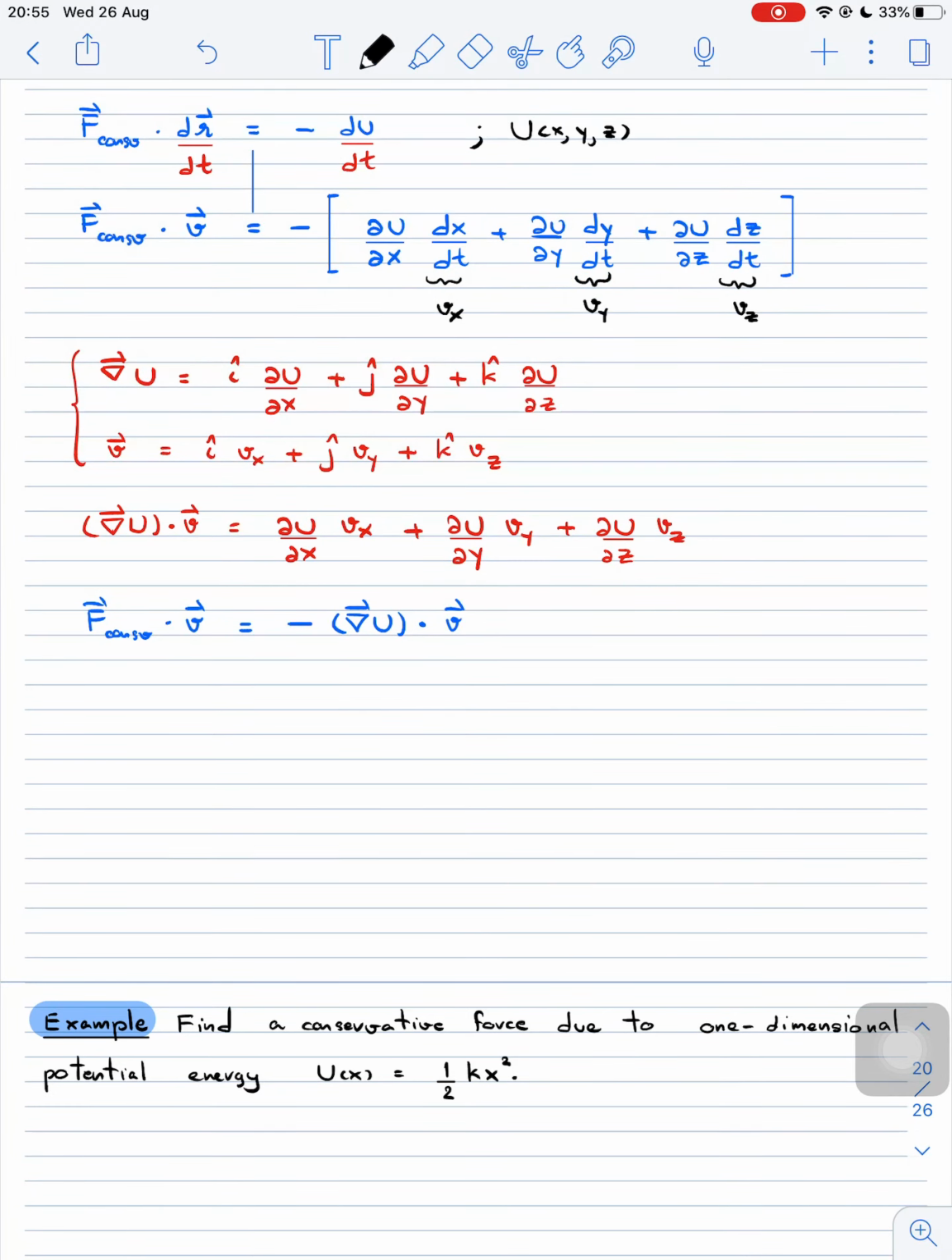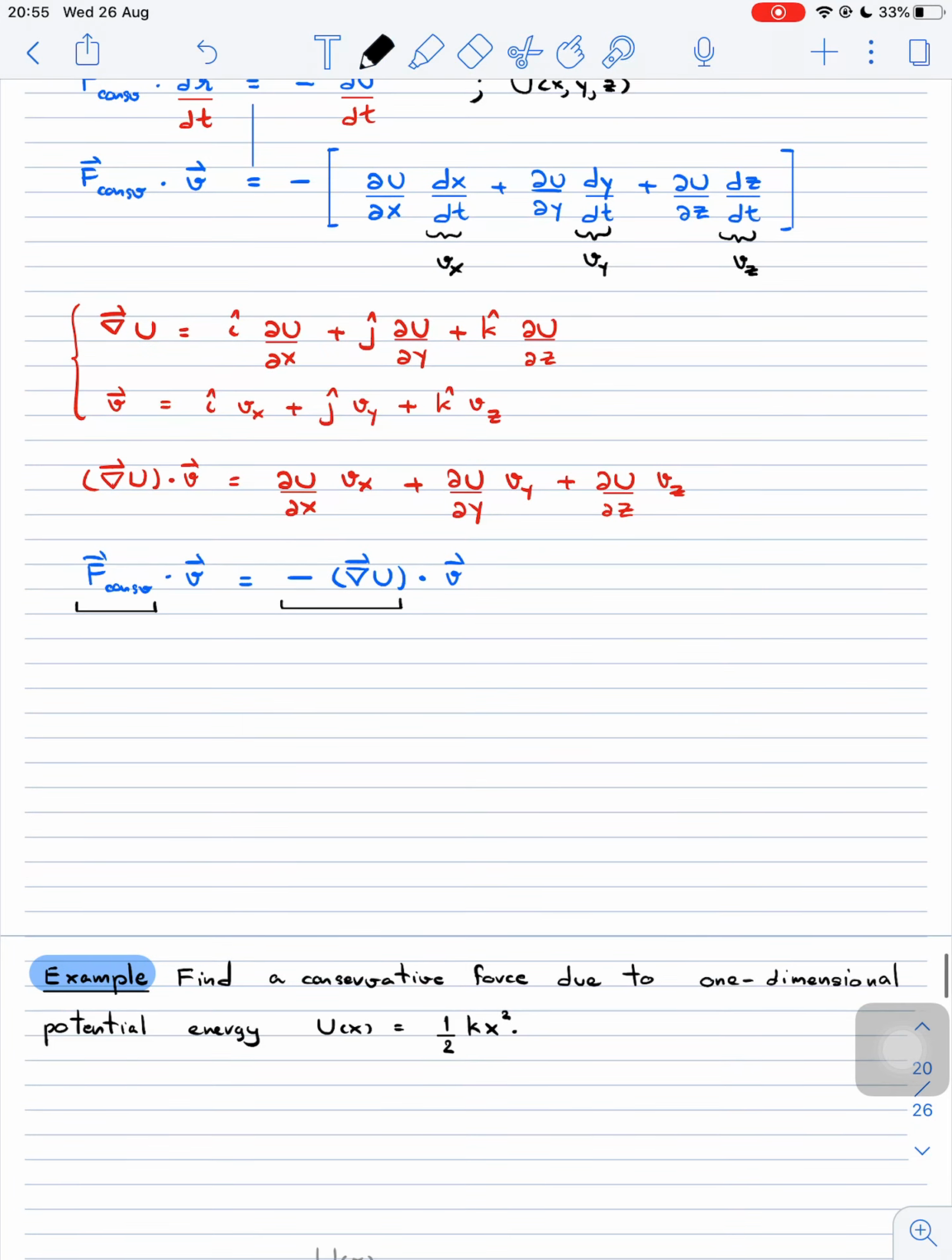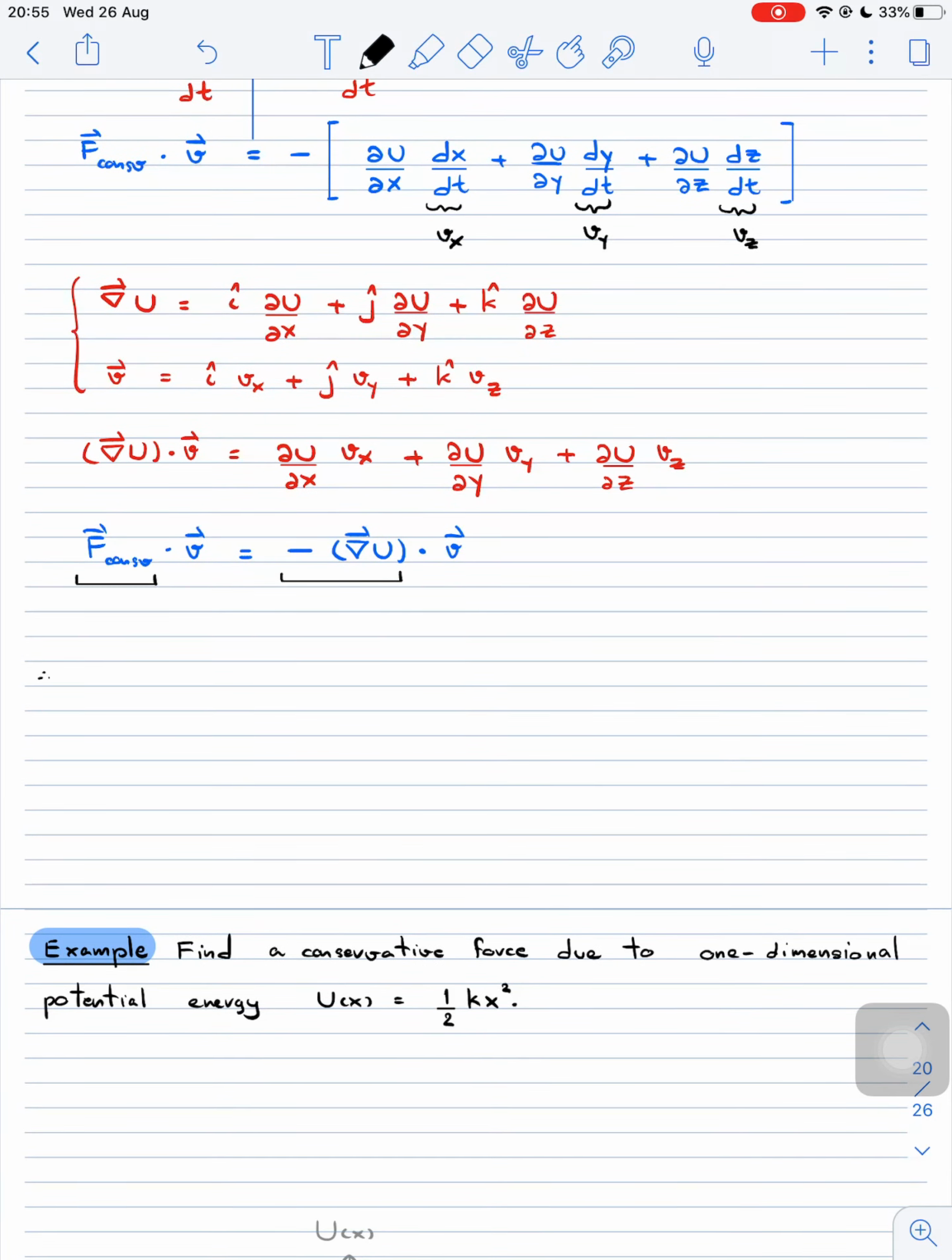If you compare both sides of the equation, you can see that the conservative force in this case must be equal to minus the gradient of U, because we have the dot v and dot v, just the same thing. So for the conclusion, we can get that the conservative force is equal to negative the gradient of U, and that's it.